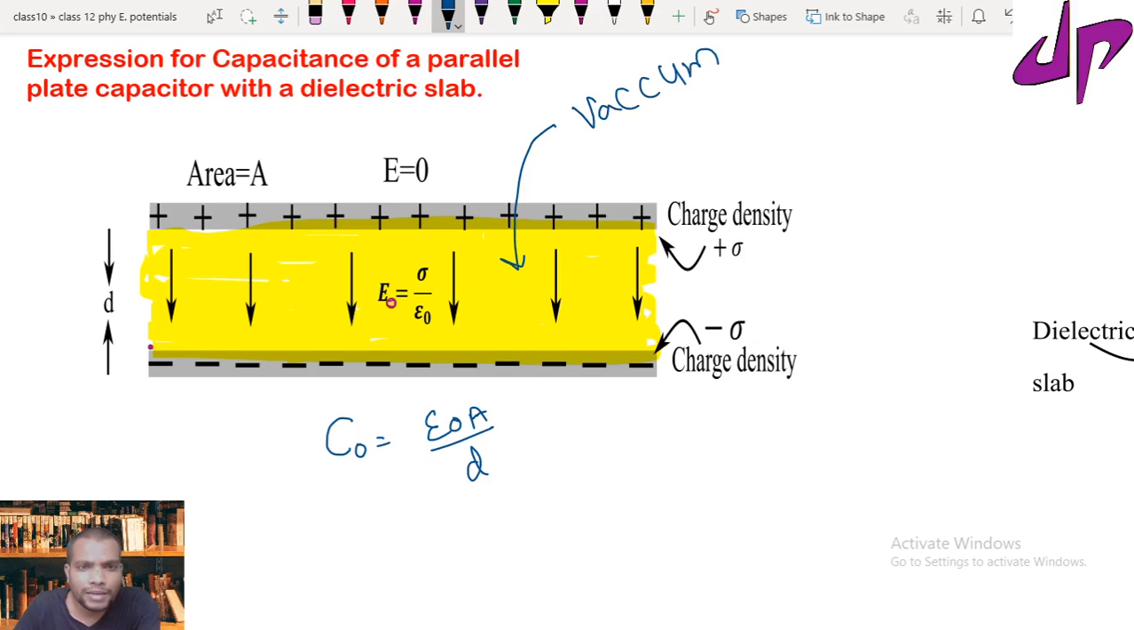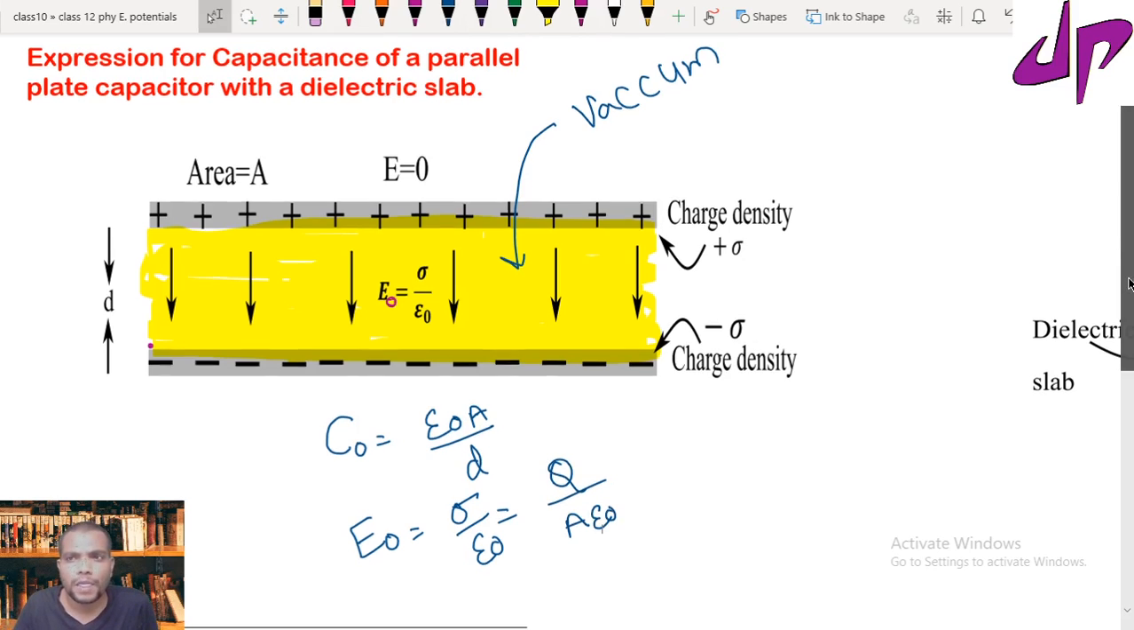And I would like to write the electric field between the capacitor plates: E naught equals sigma by epsilon naught. Here sigma is nothing but the surface charge density. If I take the surface charge density as Q upon A, then E naught equals Q upon A epsilon naught.